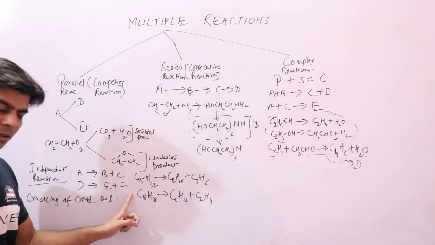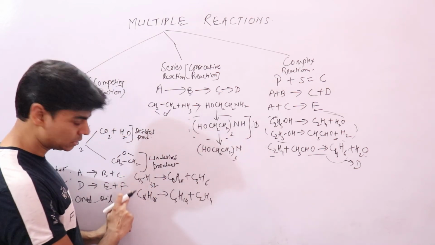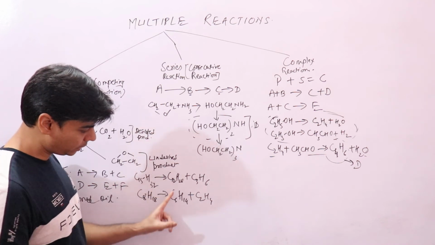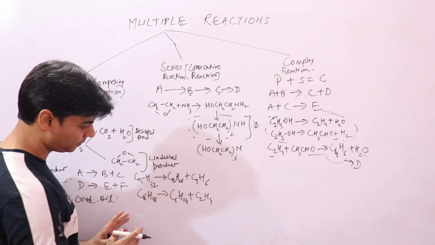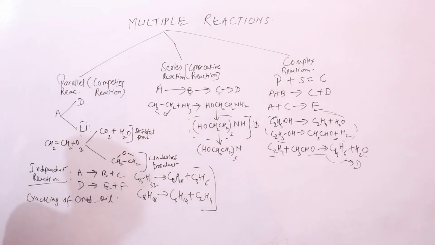These two are independent reactions, right? Now the products of these two reactions will not react with the reactants, or the products will not react among themselves to give you a different set of reactions. So these are your independent reactions. I hope all this is clear.